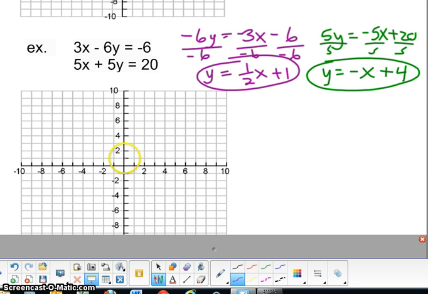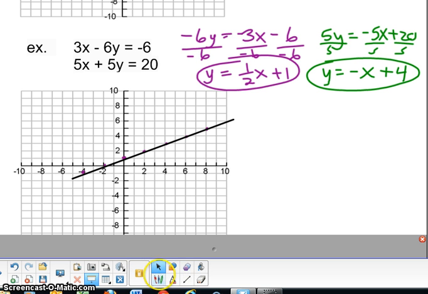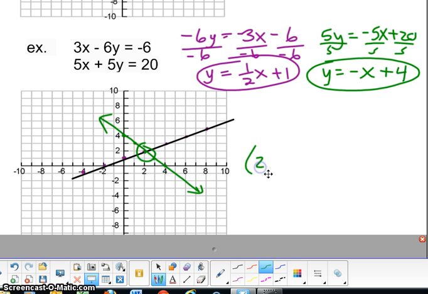The purple one starts at 1 and then rises 1 and runs 2. So I'm going to show that on my graph. Go as far as you can either way just to make sure it is a nice graph, because you're going to want that to be very nice. And then the green one starts at 4 and goes down 1 over 1. So we end up getting a very nice intersection point right there. So the intersection point, or the solution, is (2, 2).